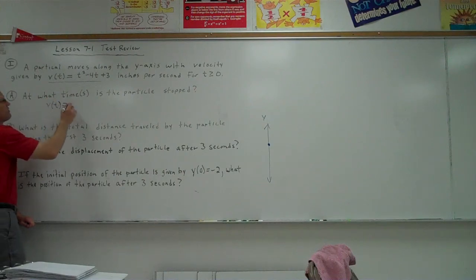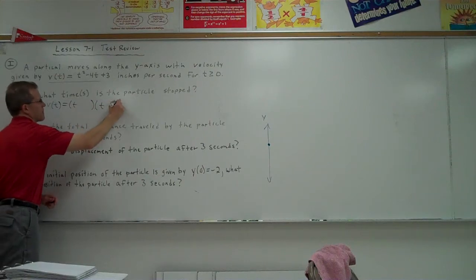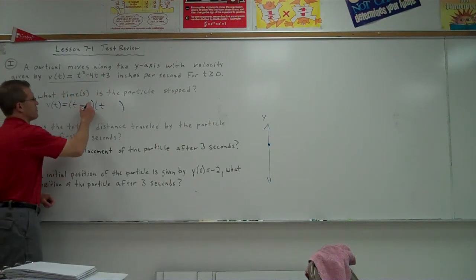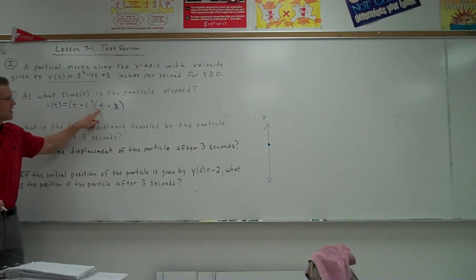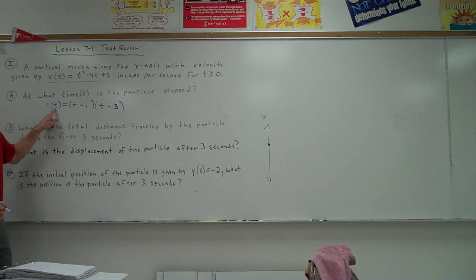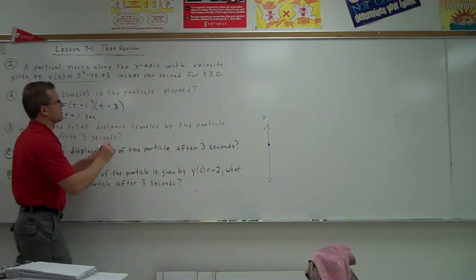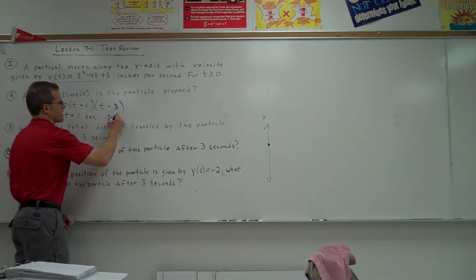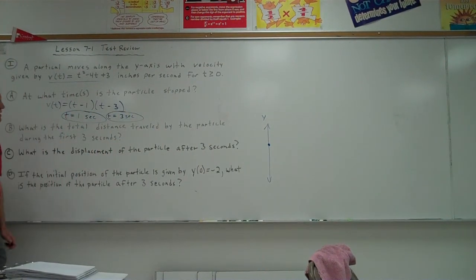Just write it as v of t equals, let's factor that. T squared would be t times t. And what numbers multiply to be positive 3 but add up to negative 4? Negative 1 and negative 3. So now, what times would make the velocity come out to 0? 1 and 3. Right, so t equals 1 second, because our velocity is in inches per second, so our time would be in seconds, and t equals 3 seconds. At those two times, the particle stopped.